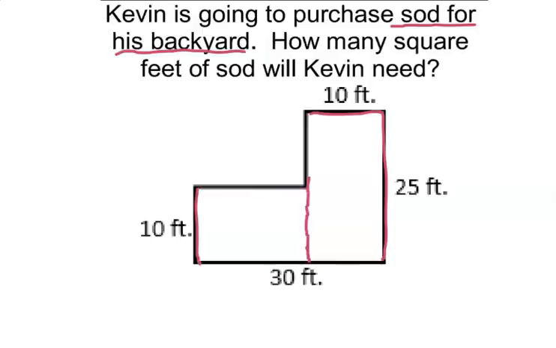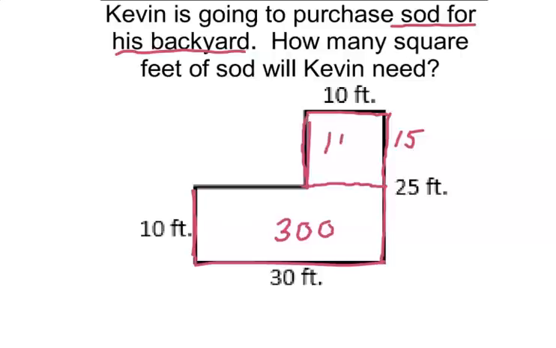Or we could also just divide it this way, and that would be 10 times 30. 10 times 30 is 300, right? 3 times 1, and then put the 2 zeros. And then this would be 10 times, well, once again, we don't know what this distance is until we take this whole distance of 25, subtract 10 of it, so this side has to be 15. Okay, so 10 times 15 would be 150 feet squared.